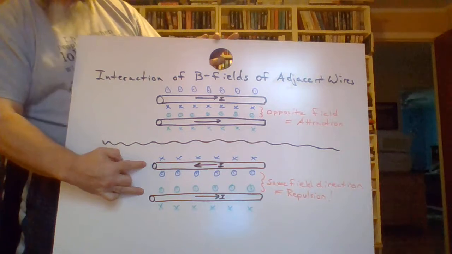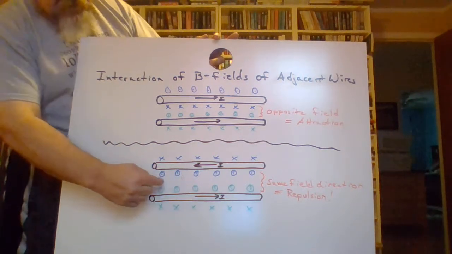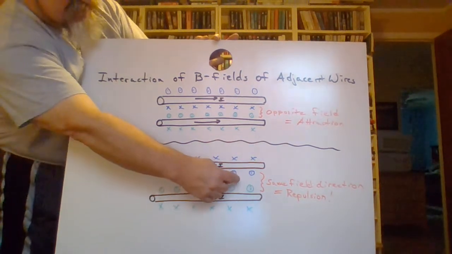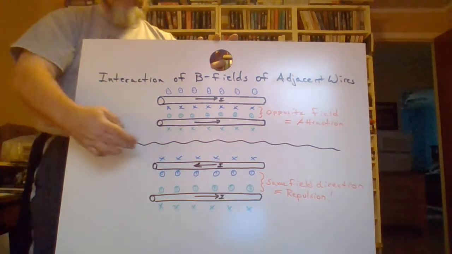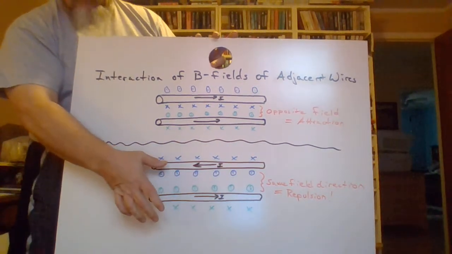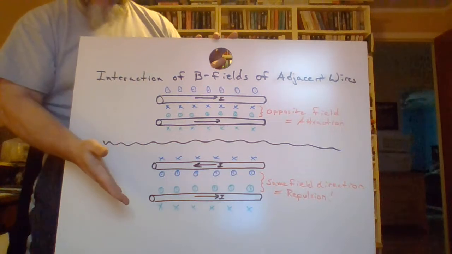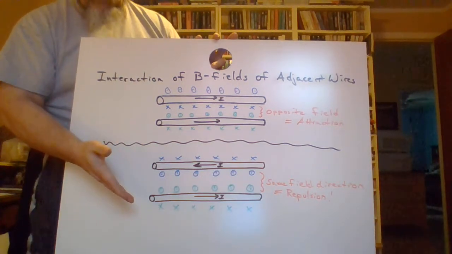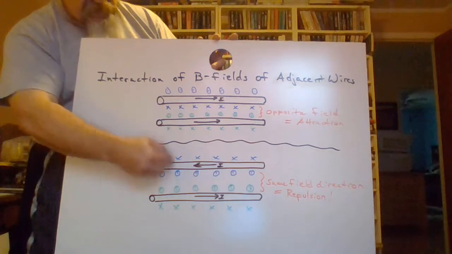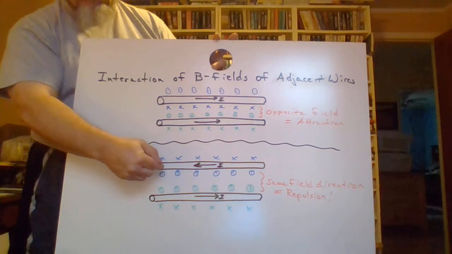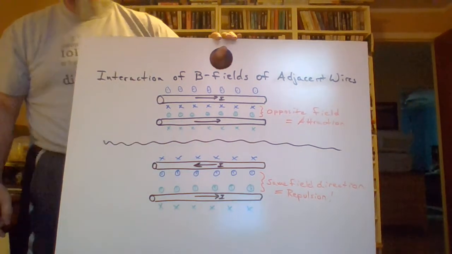Notice if you have current in the opposite direction, you create a magnetic field that is the same direction for both wires in between them. This would actually create a repulsion. Magnetic levitation, anyone? Okay. So here we have the interaction of current flowing in wires. Okay.